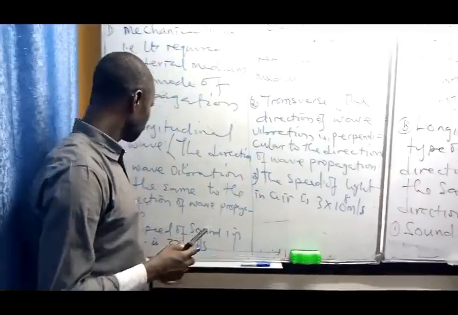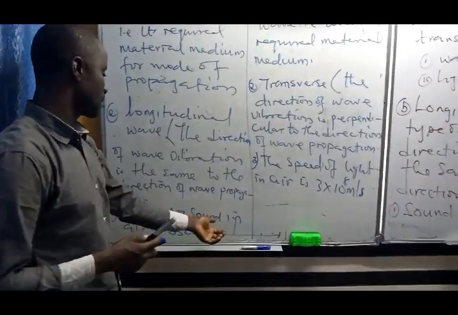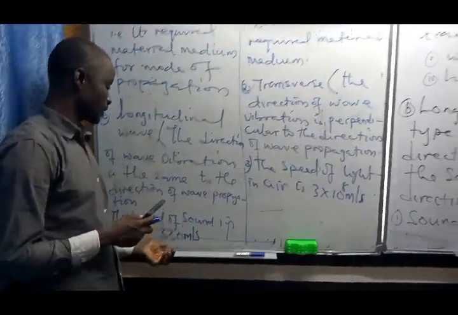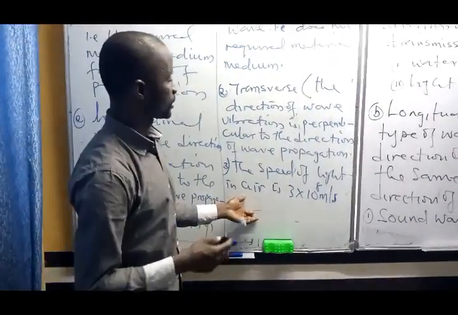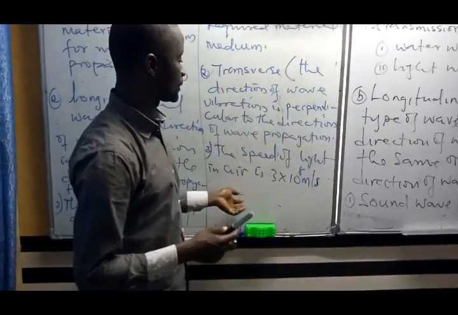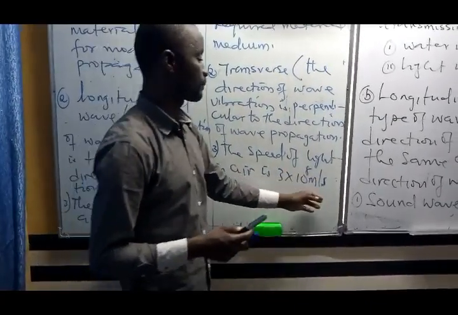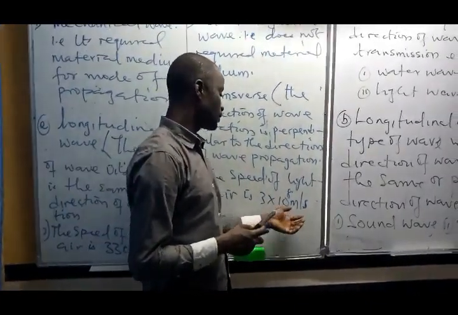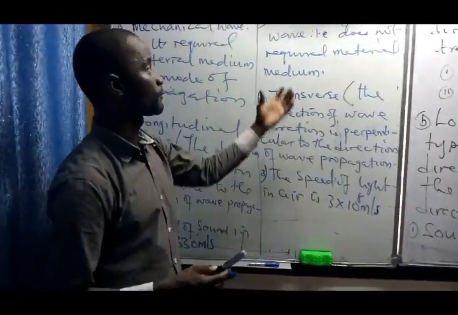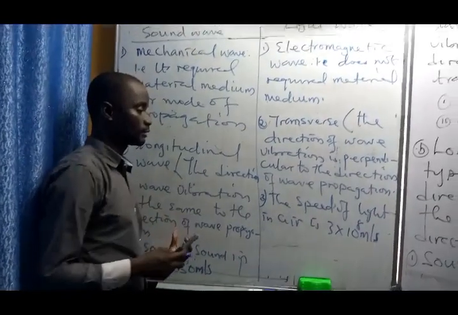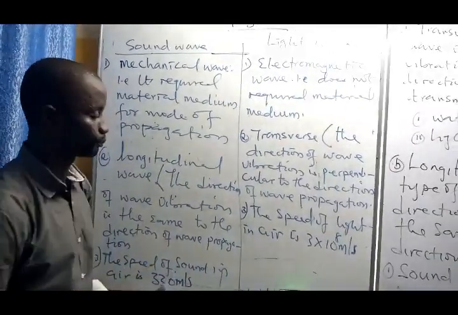While the third one, the speed of sound in air is about 330 meters per second, while the speed of light in air is 3 times 10 raised to the power of 8 meters per second. Because of this value, light energy or light wave propagates faster than sound energy or sound wave in air.